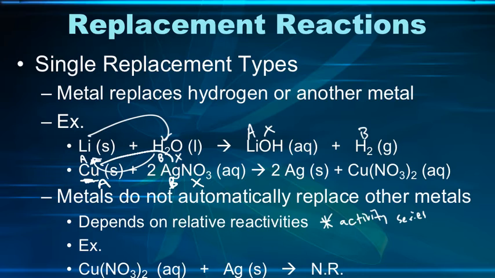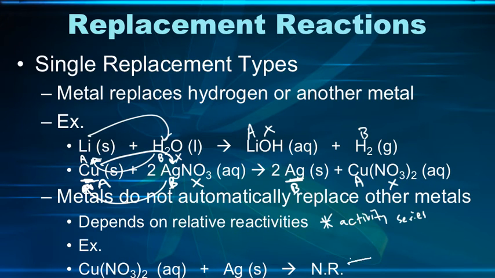The copper is going to go in and try to replace the silver, and the silver is going to come out and become the element by itself. So you have here's your B, here's your A, and here's the X. But metals do not automatically replace other metals. So for instance, why do we know that copper replaces silver, which is in the compound, but if I try to reverse that, where I've got silver as the element and copper in the compound, nothing happens. So if I tried to do this one backwards, I get no reaction.